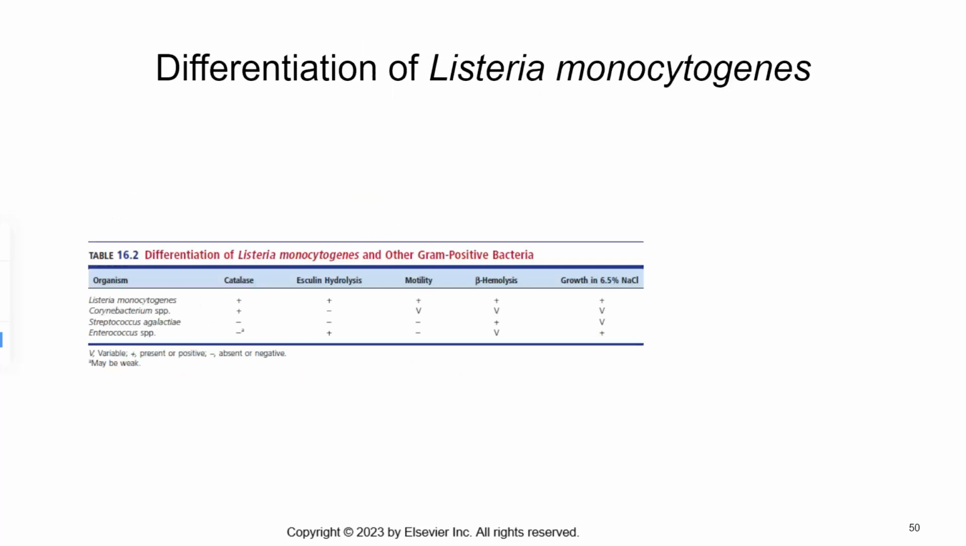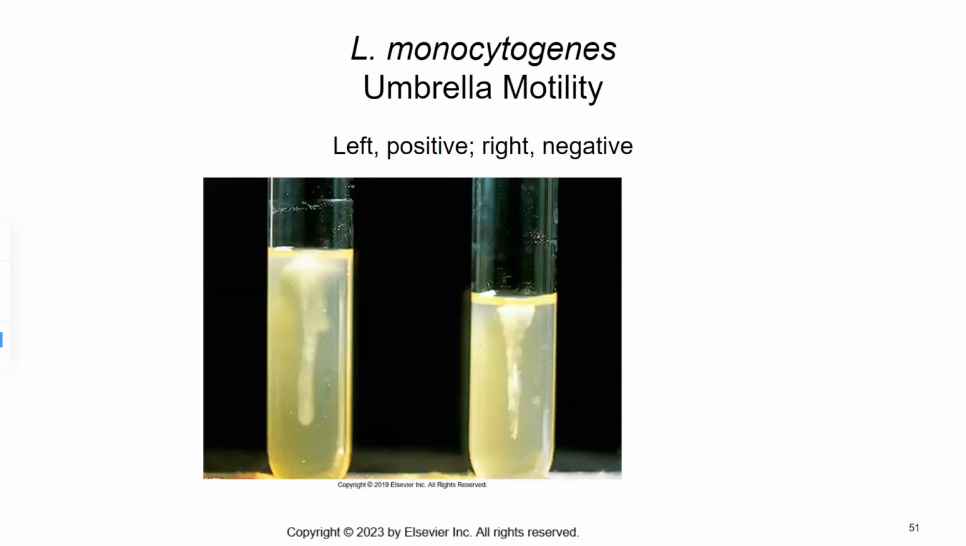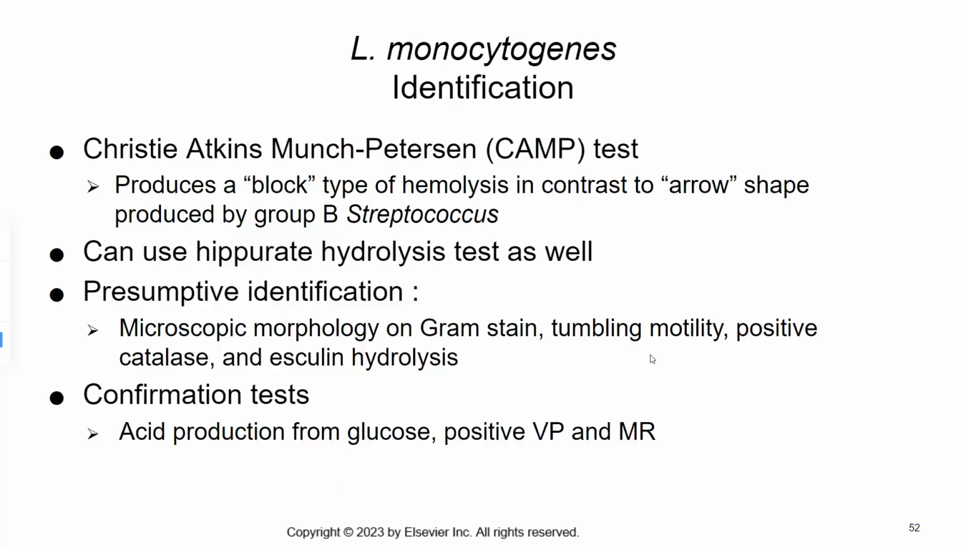So here is a flowchart of positive and negative results to help you distinguish Listeria from Corynebacterium species, Streptococcus agalactiae and Enterococcus. Here's a picture of the umbrella motility at 25C. So it looks like it takes on the shape of an umbrella, and here it's negative. The CAMP test produces a block type of hemolysis in contrast to the arrow shape produced by group B strep. You can use the hippurate hydrolysis test as well.